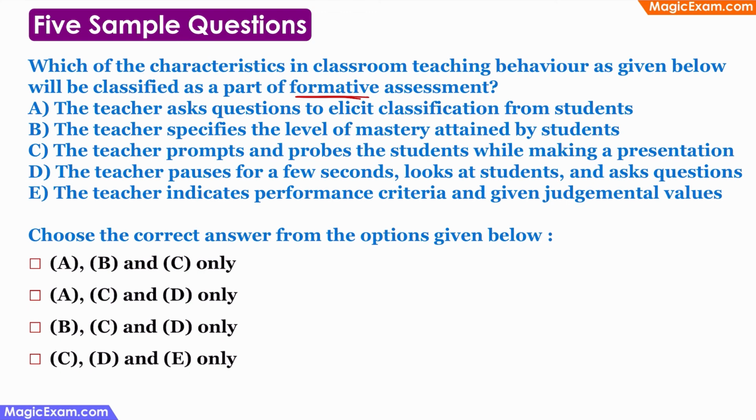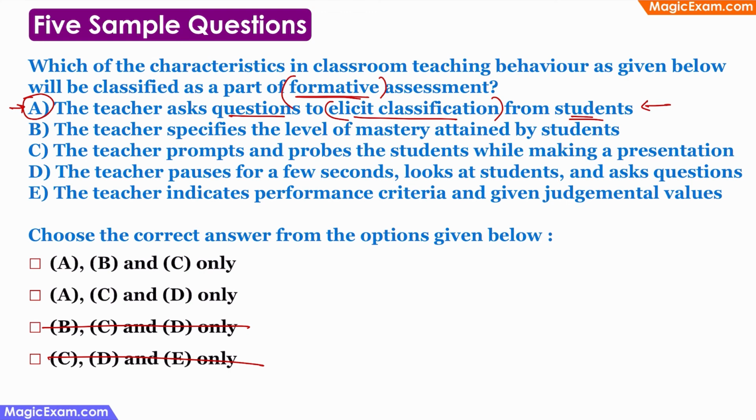So now A is: the teacher asks questions to elicit classification from students. So this is happening during the teaching learning process. The teacher is asking questions and asking the students to identify or classify some objects to elicit classification. Therefore, since this is happening during the teaching learning process, this is formative. So the correct answer should have A in it. So now option 3 and option 4 can be eliminated because they don't have A in it.